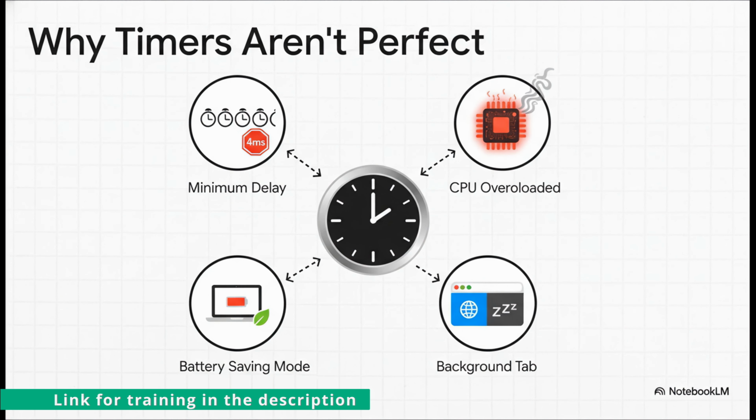And this is just so important to remember. Scheduling is not a guarantee of perfect timing. The real world gets in the way. If your computer's CPU is totally overloaded, or if your browser tab is in the background, your timers can get seriously delayed. Browsers even have their own rules, like enforcing a minimum 4 millisecond delay on timers that are nested too deeply, just to protect performance.